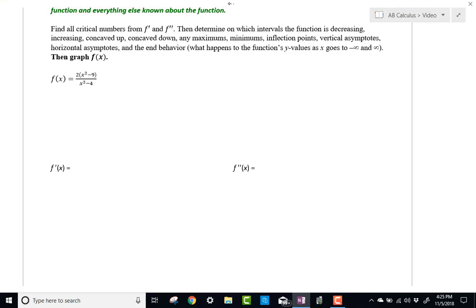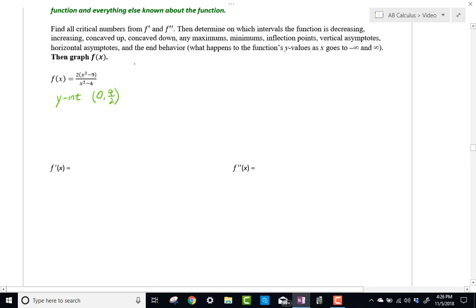All right, so first thing we're going to start off is the regular stuff. What's the y-intercept here? If I plug in 0 here, I'm going to get 0 comma 18 over negative 4, which is negative 9 halves. So I have a y-intercept at negative 9 halves.